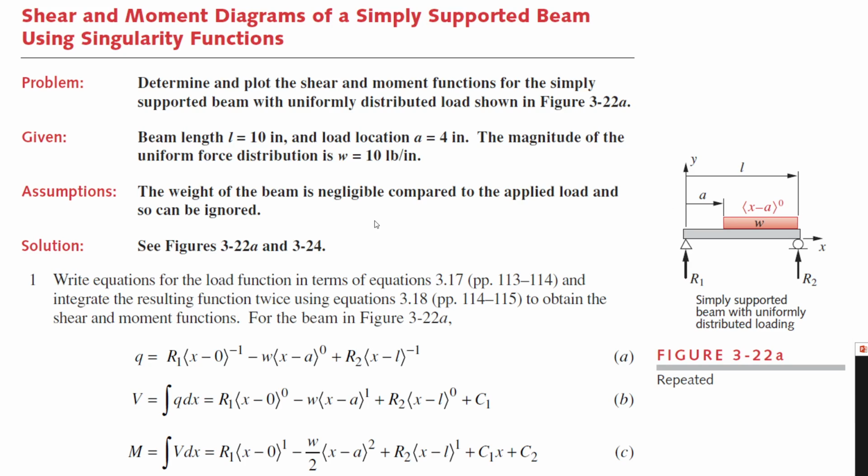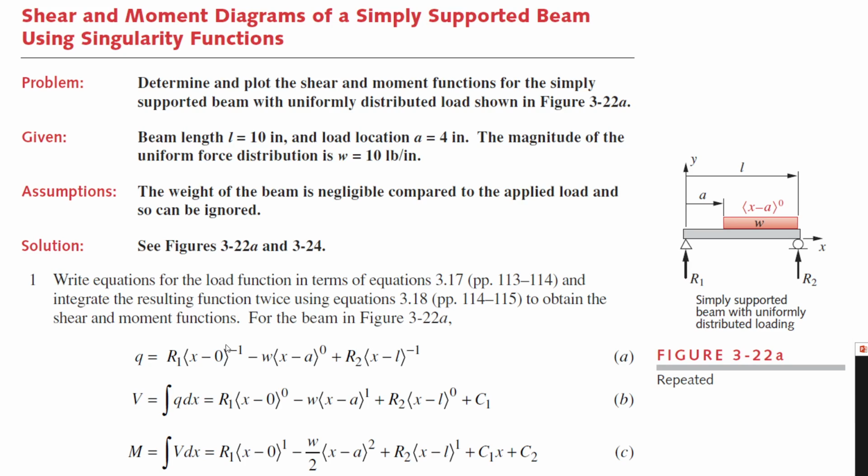So this is the example from the book. This is a beam that's 10 inches long, with a distributed load that starts at 4 inches and goes to the length of the beam. The magnitude of the uniform force distribution is 10 pounds per inch. The beauty of these singularity functions is we can literally just write the equation for the beam's loading function. That would be the reaction force at 1 here, and we write x minus a to the -1.